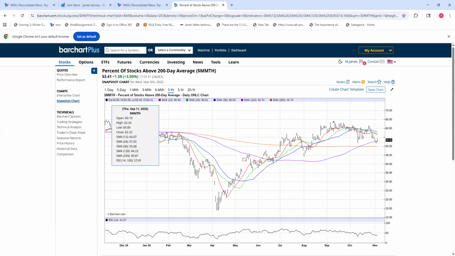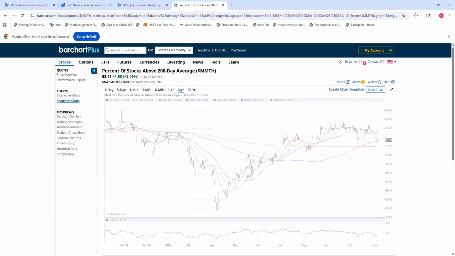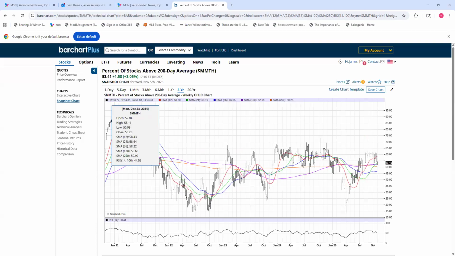See, this thing is the breadth, and you can see it started to break. That's why it's got to hold here, because if this breadth goes down further underneath 50 here, then we're probably going to have a real problem. Because again, this is the percentage of stocks above their 200-day average. If you look on a 5-year basis, again, this looks like a head and shoulders bottom. So you know what that looks like to me?